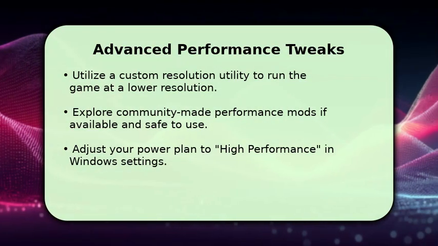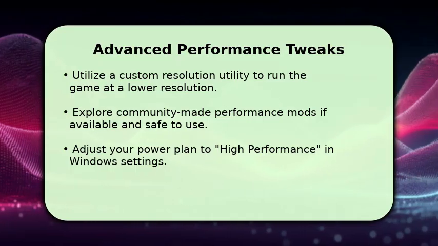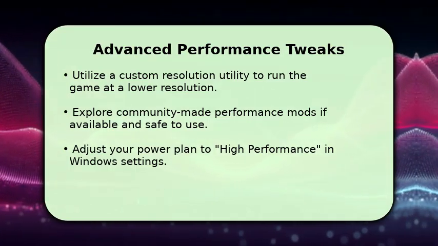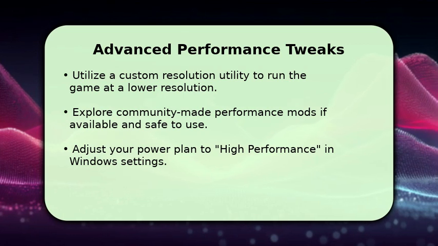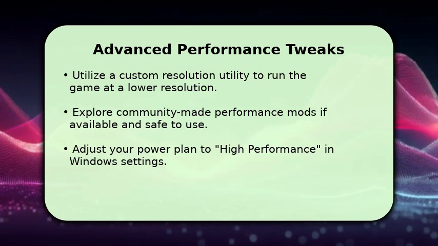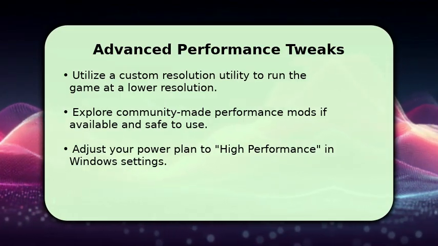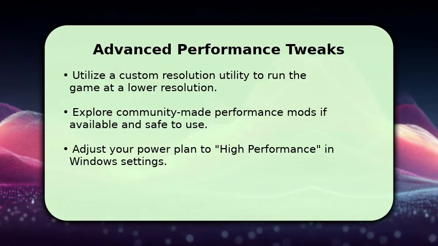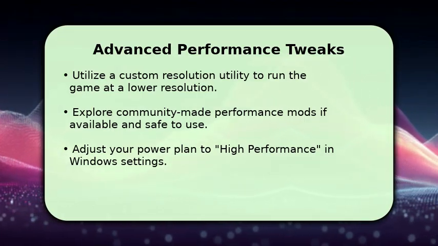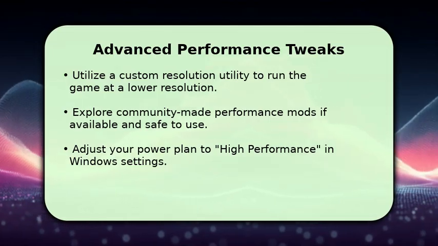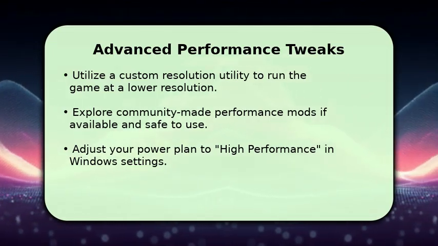For more advanced tweaks, consider using a custom resolution utility to run the game at a slightly lower, non-native resolution. You might also find community-made performance mods helpful, but always research their safety first. In Windows, set your power plan to high performance for maximum system power. Remember to monitor your CPU and GPU temperatures to avoid overheating and throttling, which can severely impact frame rates.